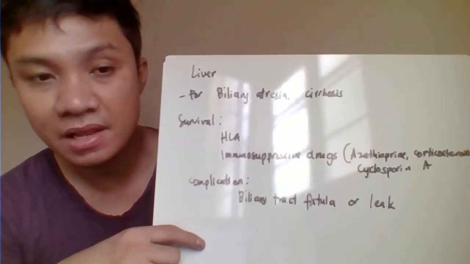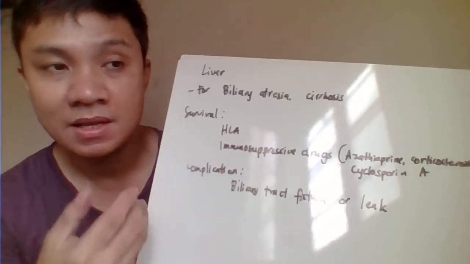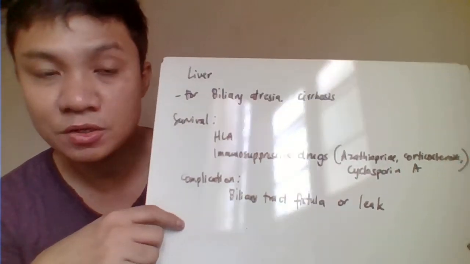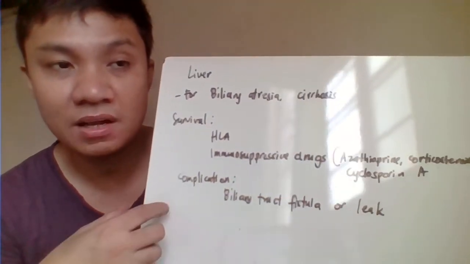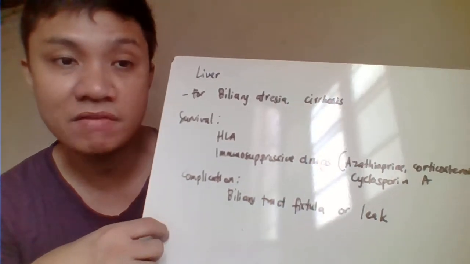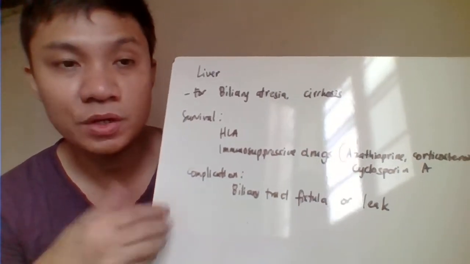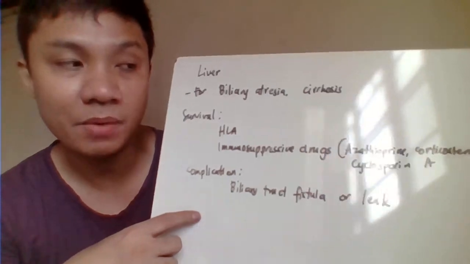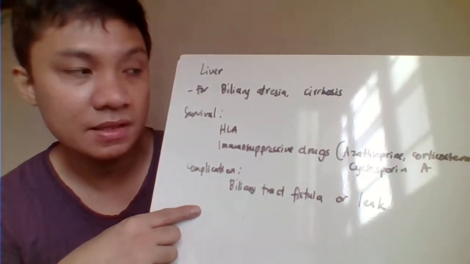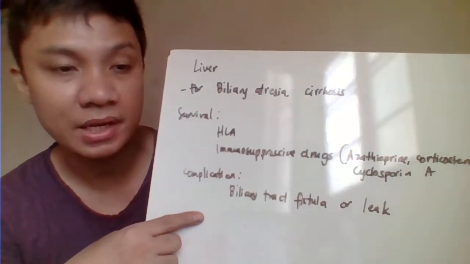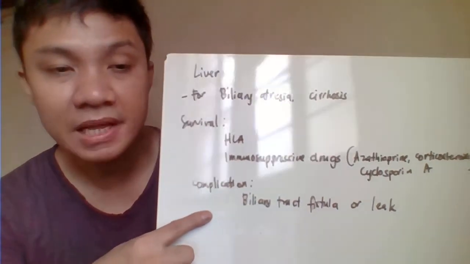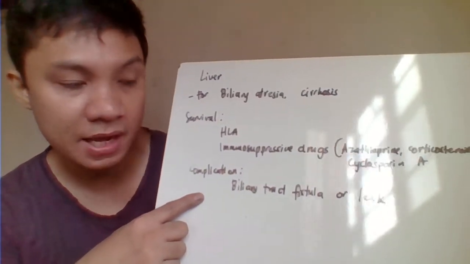For survival, it is highly dependent on the HLA type, which should be matched between donor and recipient. Another factor is the immunosuppressive drugs given to the recipient to slow down the rejection process. We have azathioprine, corticosteroid, and cyclosporin A. For the complication, you could have biliary tract fistula or leak.